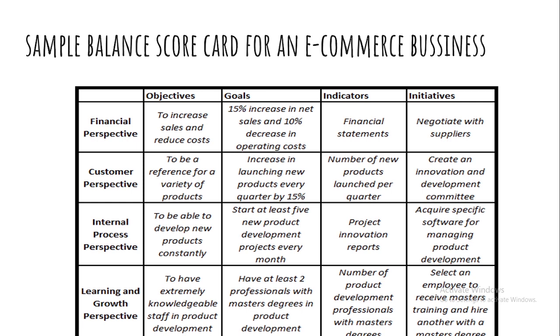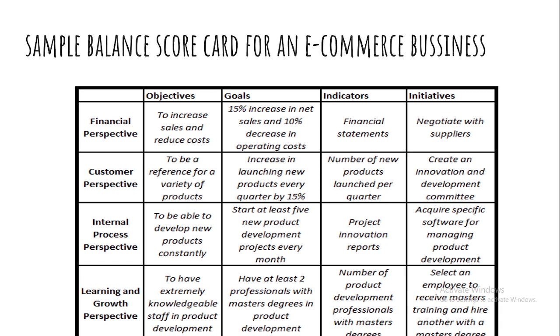And our customer perspective, here they hope to be a reference for a variety of products. The goal or target is to increase the launching of new products every quarter by 15%. That is for our e-commerce business. The indicator is the number of new products launched, and the initiative is to create an innovation and development committee that can think creatively to innovate new products every year.